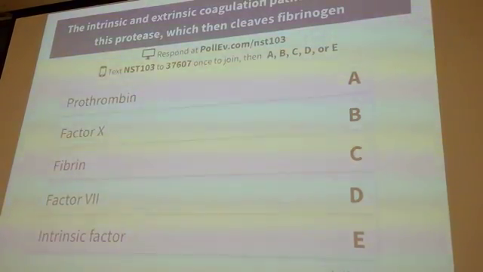One more. So the intrinsic and extrinsic coagulation pathways activate this key protease, which then is responsible for directly cleaving fibrinogen. Prothrombin, factor 10, fibrin, factor 7, or intrinsic factor?